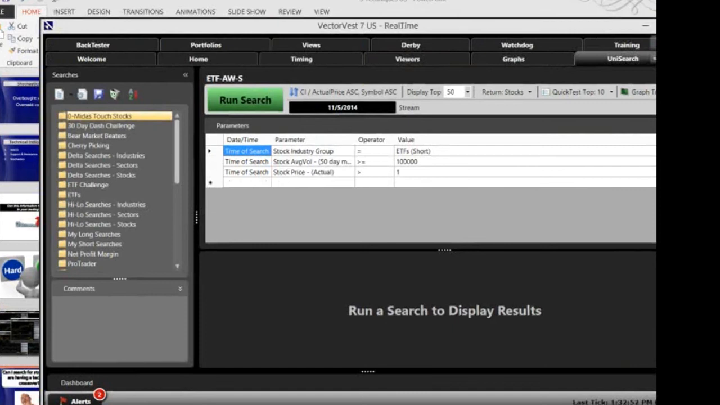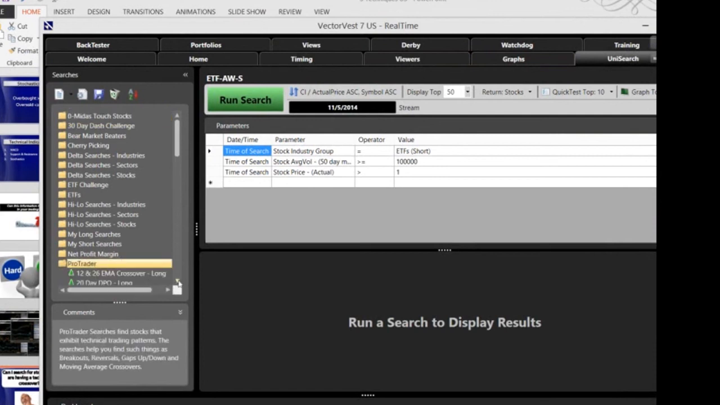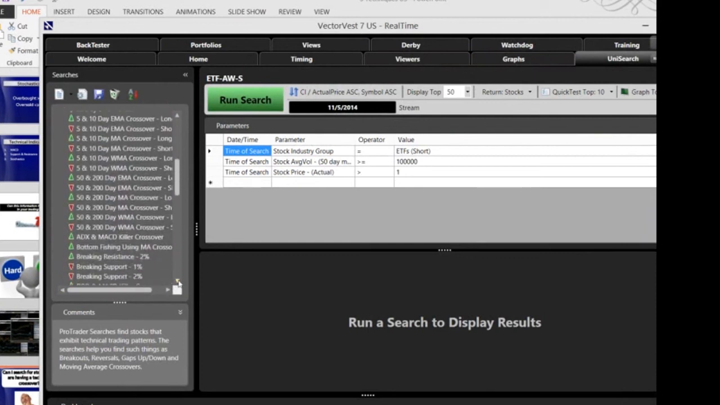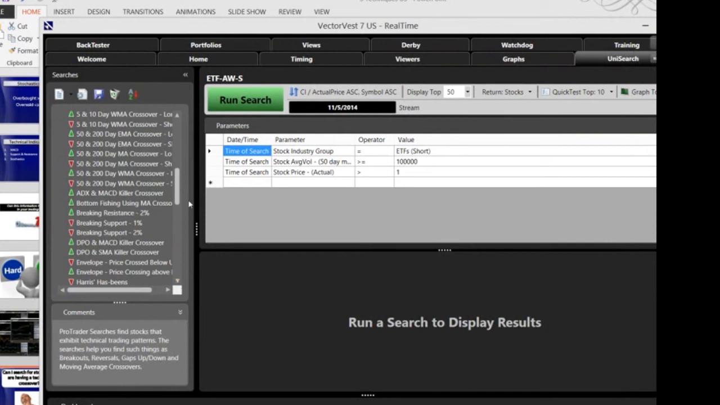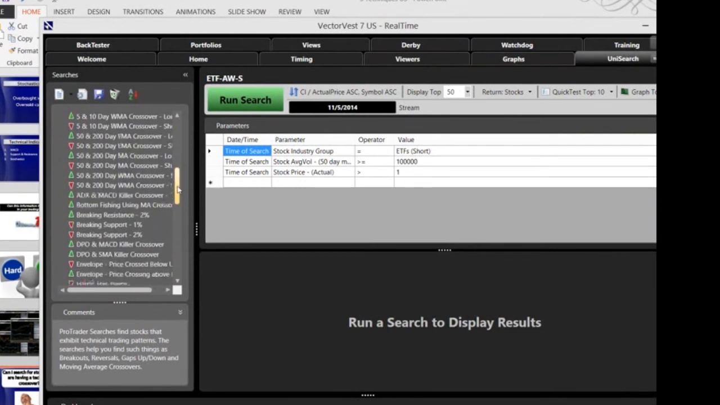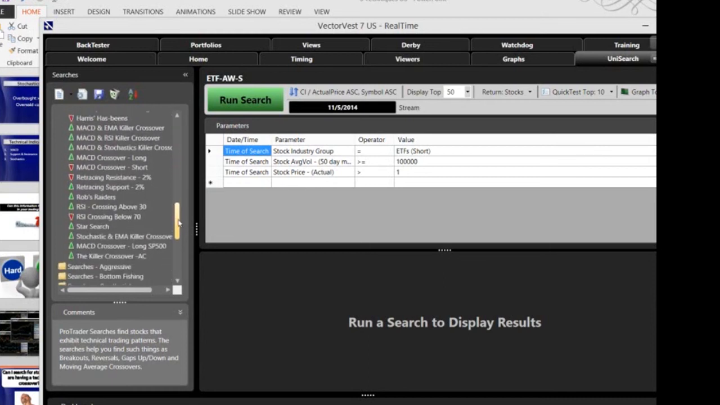All right. So we're in VectorVest scanning tool. It's called Unisearch. And over on the left-hand side, you'll see all the different categories of searches. There's one here called Pro Trader, and that is our technical analysis search tool, I guess you'd say. And if you look through these searches, as I scroll, you can see there's a lot of pre-built searches for really all kinds of technical indicators, including the 3 that we talked about.